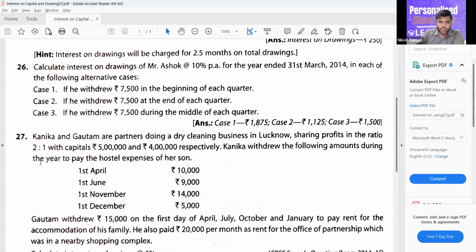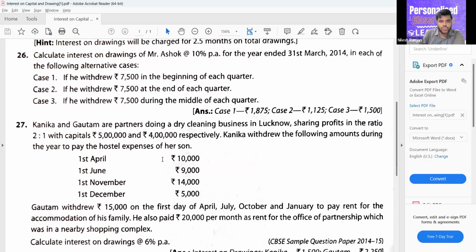Now, in question number 27, you can see the amount is not same. The amount is different every time they withdraw. So in this case, shortcut cannot be applied. So you have to calculate interest by any of these 2 methods, simple method or product method. Whatever you find accurate, you can calculate.